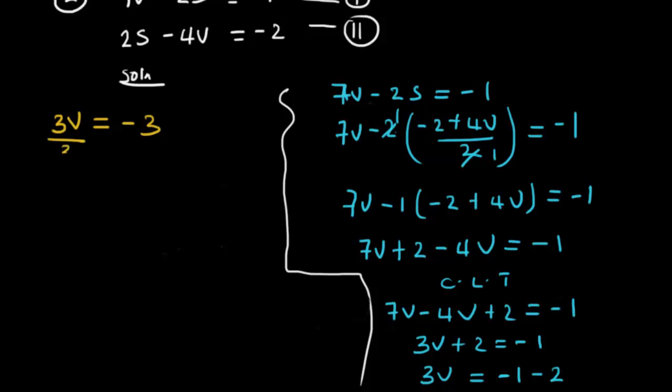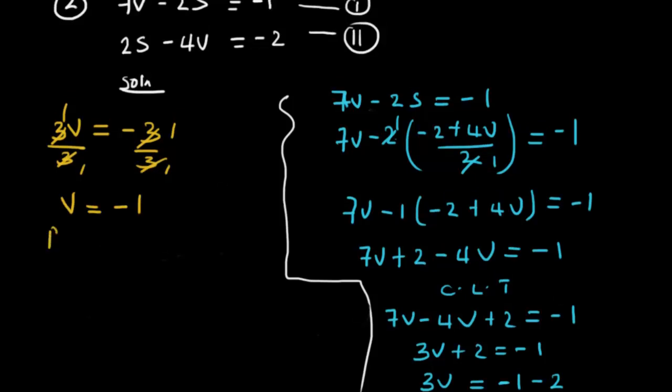To find v, we divide both sides by 3. 3 over 3 is 1, 3 over 3 is 1. So I'm left with v equals 3 over 3, which is minus 1. I hope this is understandable. Now let's find s. We put v equals minus 1 in any of the equations, or let me say in equation 1. I can use any equation.